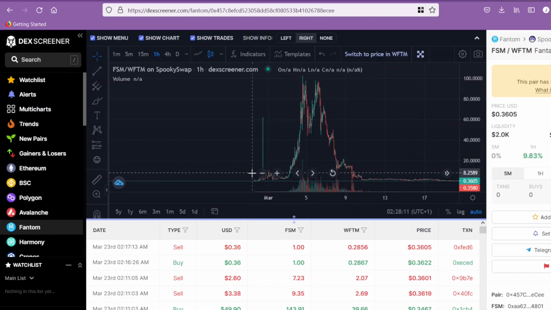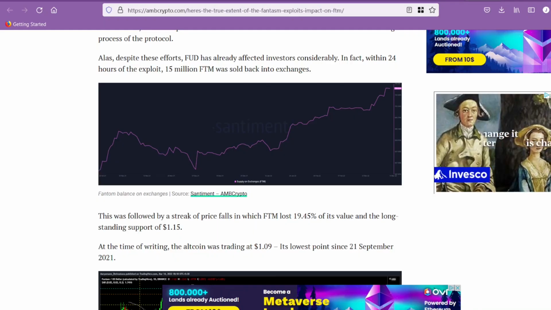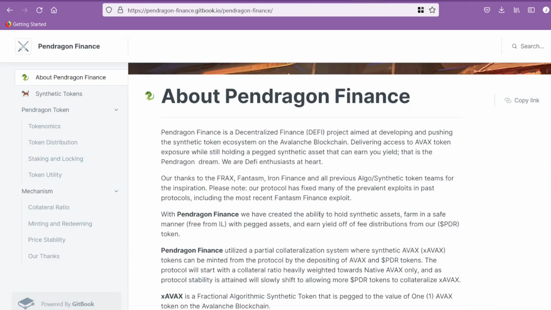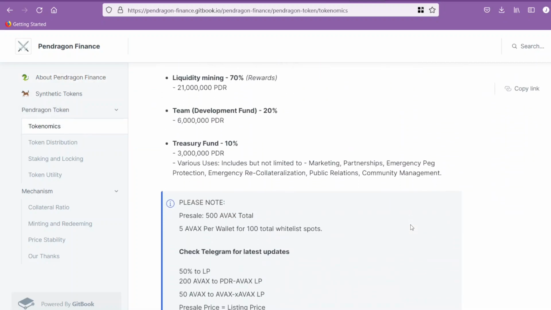Before the exploit happened. And so these guys are saying that they have learned from the problems that the old protocols have had, and that they're able to work a way around that and fix any exploits that have been in the past. So let's go over the tokenomics a little bit more.